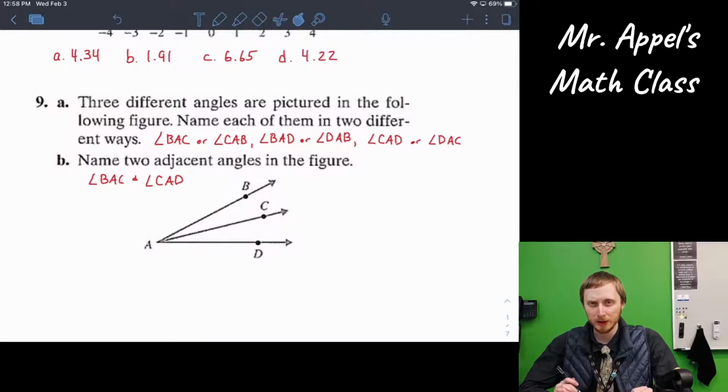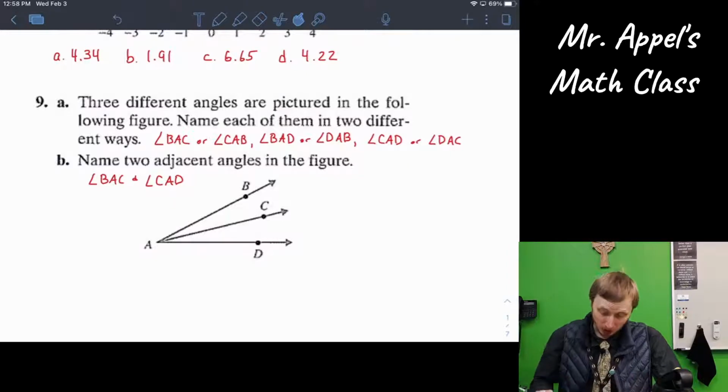Any questions on the first page there? No? All right, let's go on.